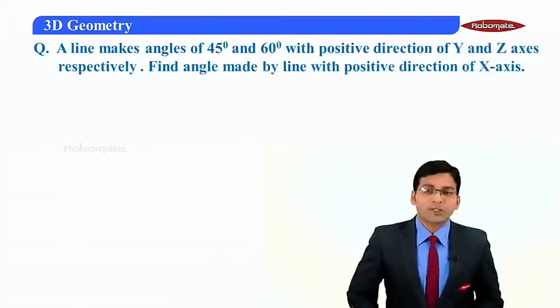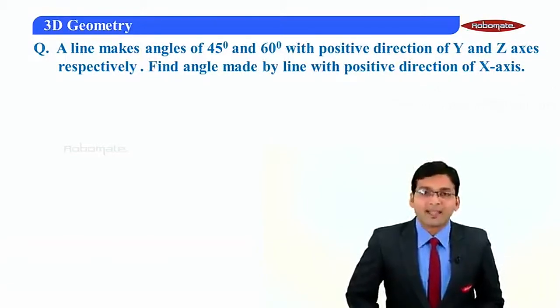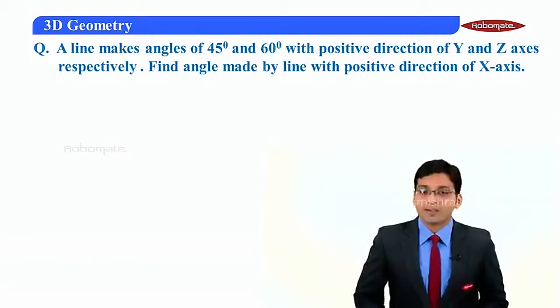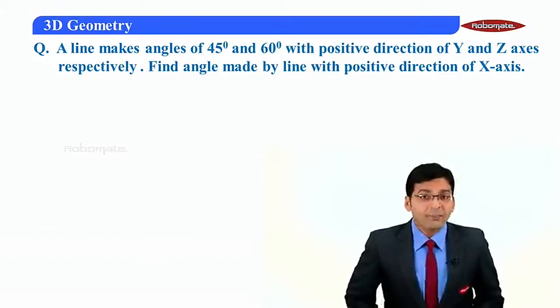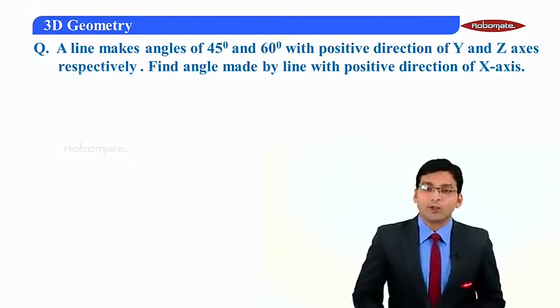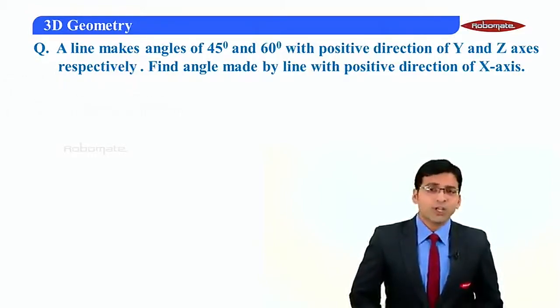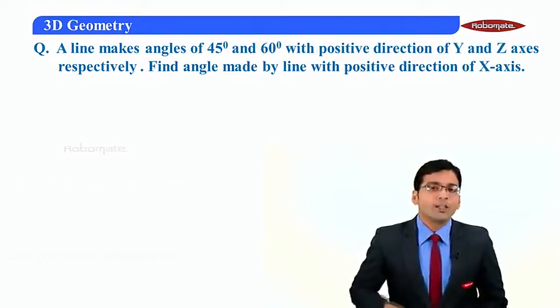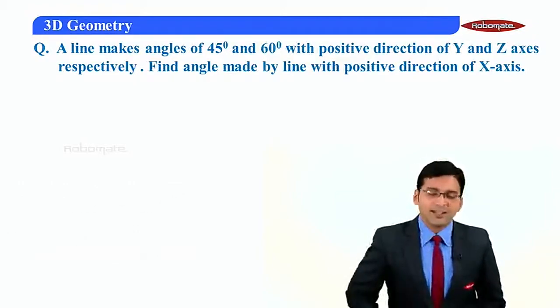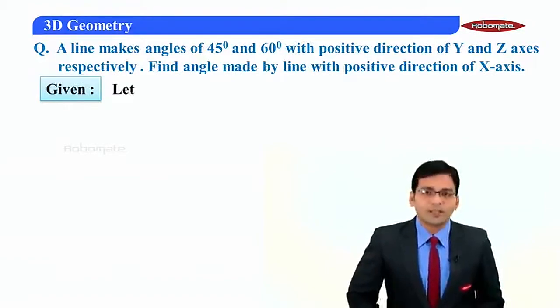The first question says a line makes angles of 45 degrees and 60 degrees with positive direction of y and z axis respectively. Find angle made by line with positive direction of x-axis. So students, if we look at question carefully, we have angle made by line with y and z axis, right? So here we go with the given data.